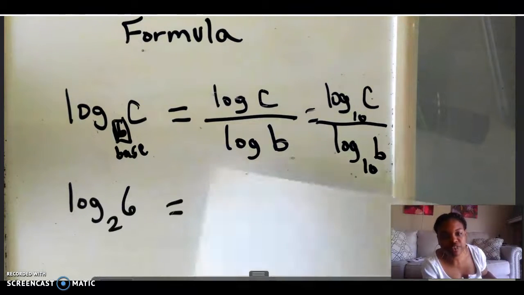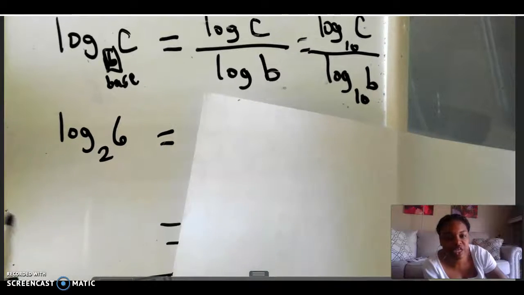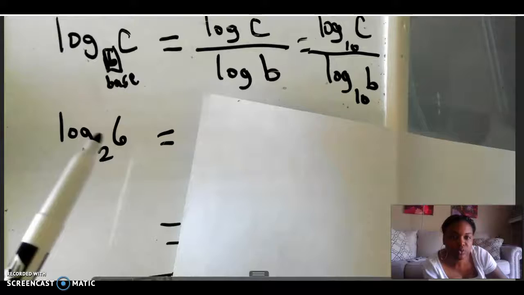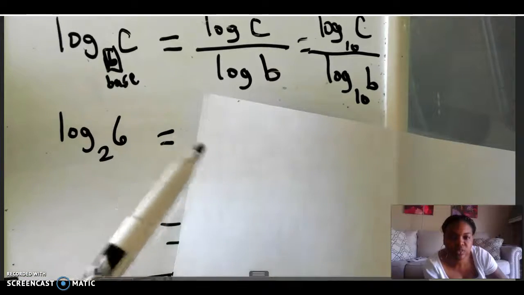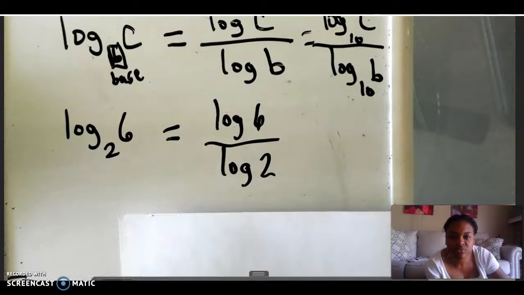For the problem that you were given, they asked us to use the change of base formula for log base 2 of 6. We can rewrite it based on this formula to be log of 6 divided by log of 2. And then you're just going to put that straight into your calculator: log 6 divided by log 2.